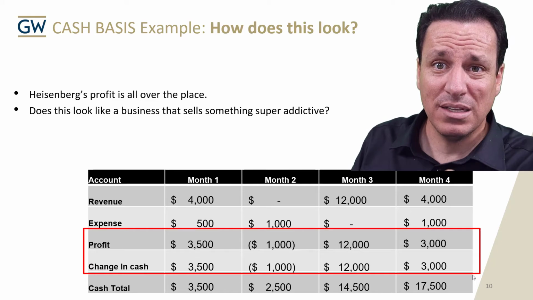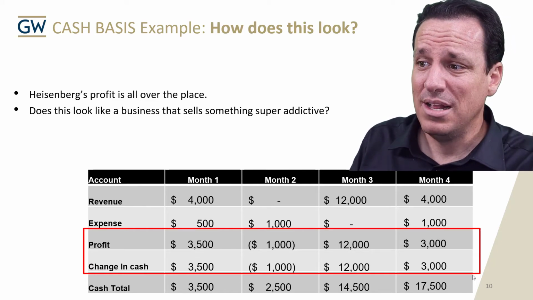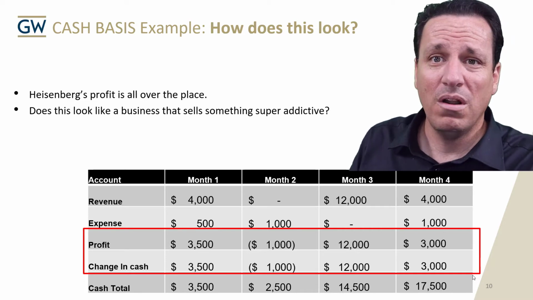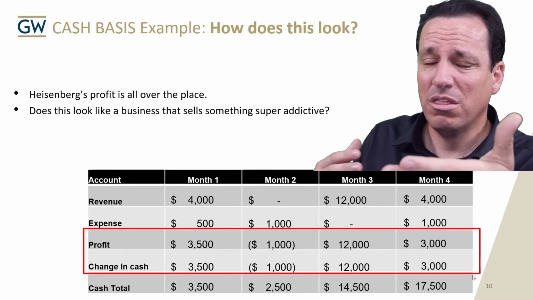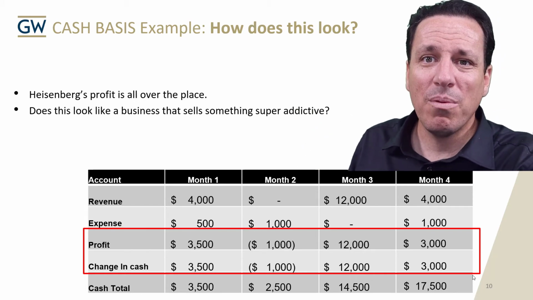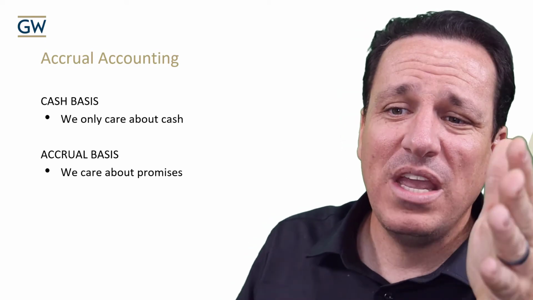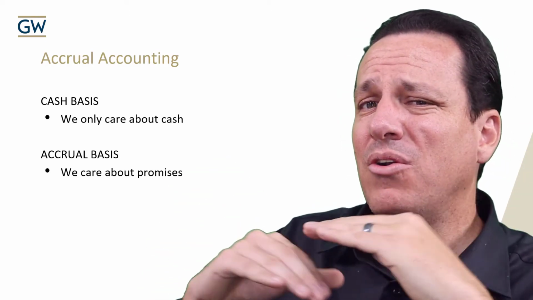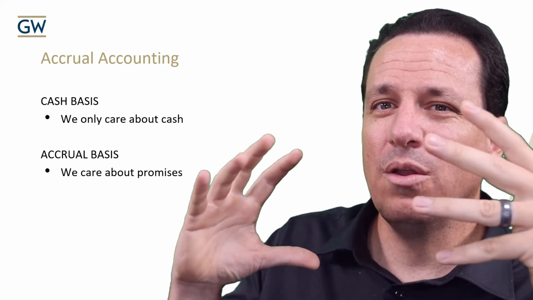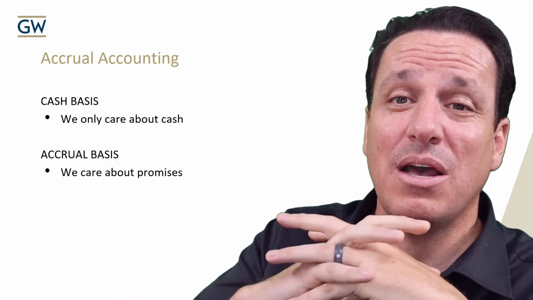He didn't cook anything that year. He's got to go out and cook. He's got to cook and make the stuff that people want to get. So month 2 and month 4, and month 3, they're all over the place because of this cash accounting. And so that's a problem for us. That's not what we do. We don't do that. In accrual accounting, we care about promises. In cash accounting, we only cared about cash. In accrual accounting, we care about commitments and promises and contractual obligations that will happen.